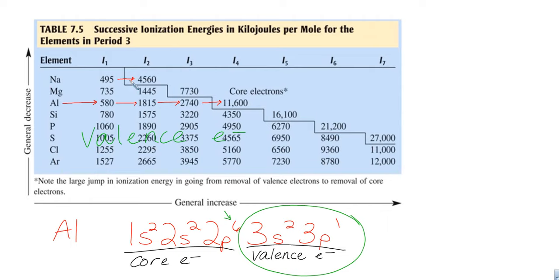So every time you see this big gap, this big jump in ionization energies, you're always moving from valence electrons to core electrons. We don't want to remove the core electrons. They're stable and paired.